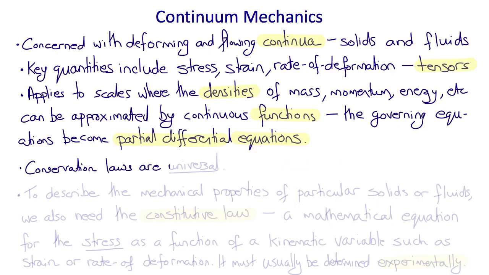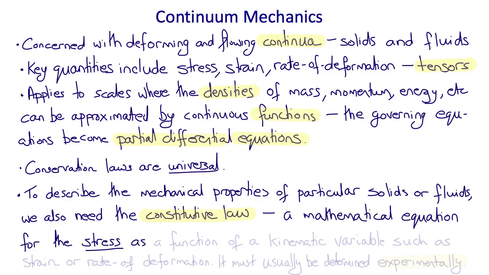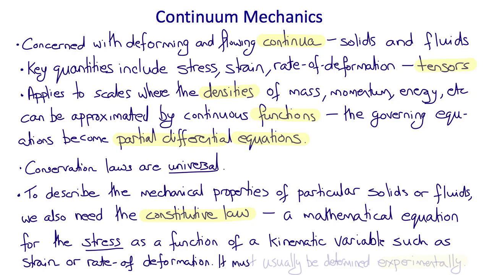The conservation laws of continuum mechanics, the conservation of mass, momentum, and energy, are universal. They apply to all materials. But to describe the mechanical properties of particular solid or fluid materials, we also need a constitutive law. This is a mathematical equation for the stress as a function of a kinematic variable such as strain or rate of deformation. It must usually be determined experimentally.